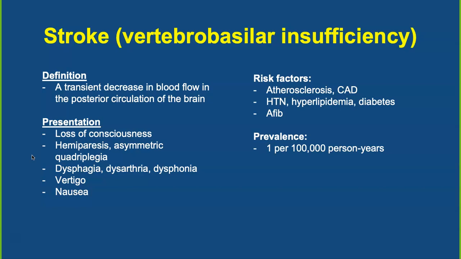Patients may have hemiparesis or asymmetric quadriplegia. They could have dysphagia, dysarthria, dysphonia, as well as vertigo or nausea. Typically, you see this in patients with atherosclerosis, coronary artery disease, metabolic syndrome with hypertension, hyperlipidemia, diabetes, and AFib is a specific risk factor for stroke in general, with a prevalence of 1 per 100,000 person years.